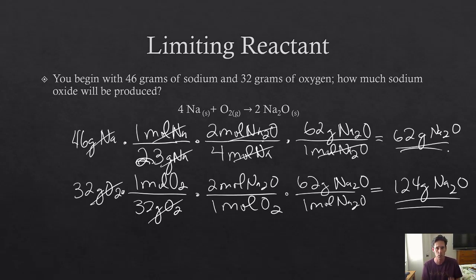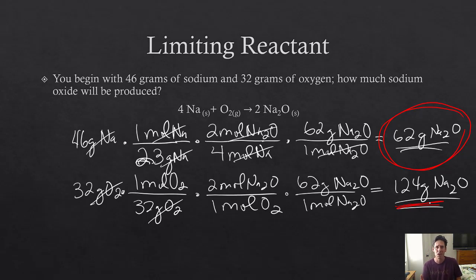Now the question is, which one's correct? Well, here's the thing. We are limited in our production of our product, which means that whichever one produces the least amount is the correct answer. So what that means, ladies and gentlemen, is that this is the maximum amount of sodium oxide that I can produce, 62 grams of sodium oxide. But you're going, but wait, you've got 124 grams of sodium oxide you can produce with the 32 grams of oxygen. But the issue is I'm going to run out of sodium before I run out of oxygen.